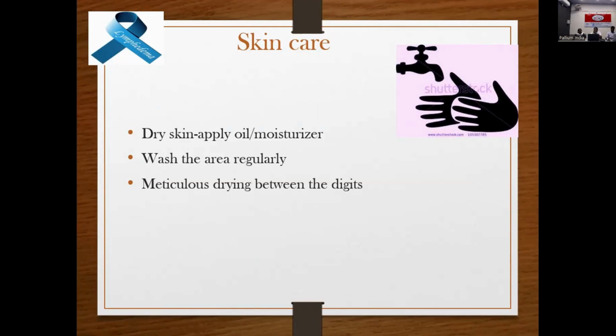For what purpose do we apply oil or moisturizing cream? What happens with dry skin? It makes cracks. Once we get a crack, what will happen in lymphedema patients? Bleeding. Oozing. Fluid oozing.